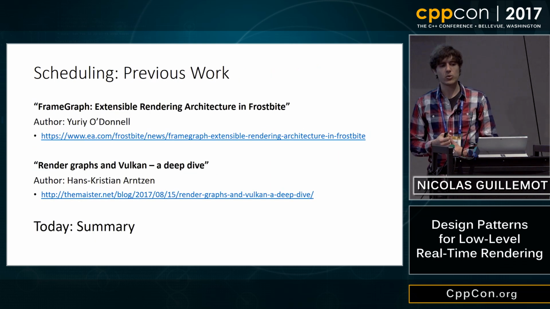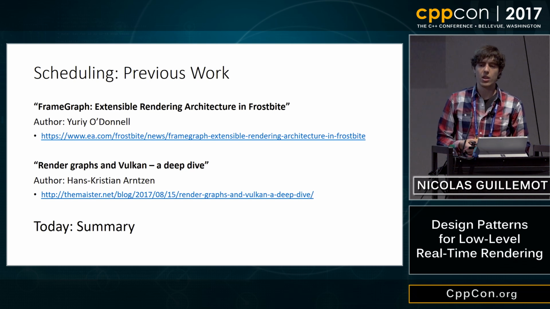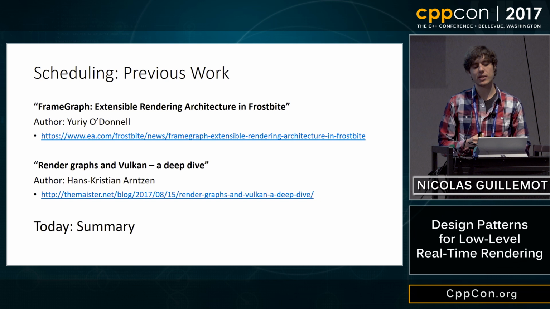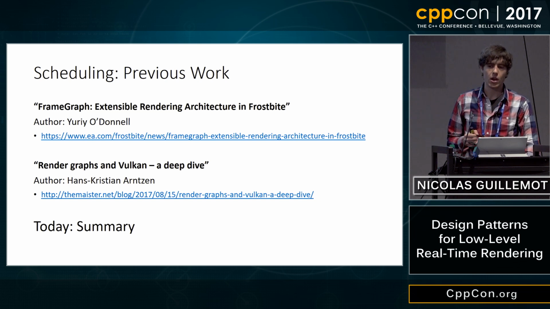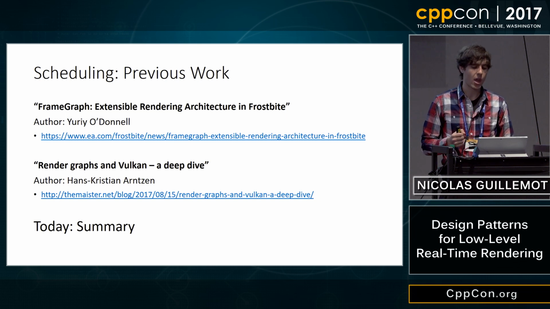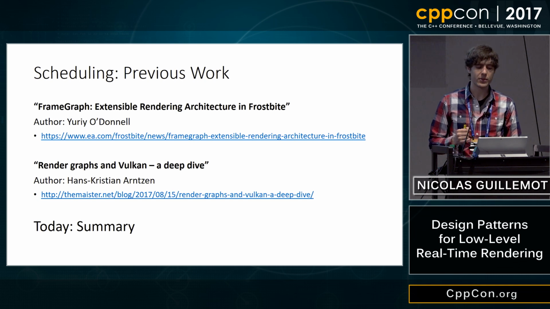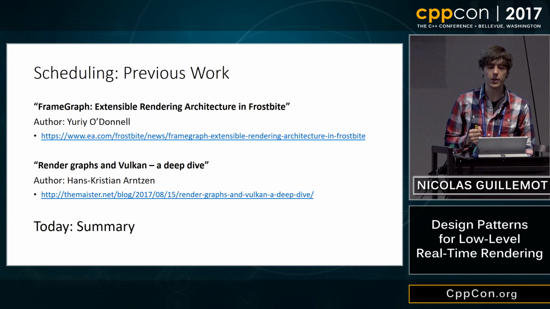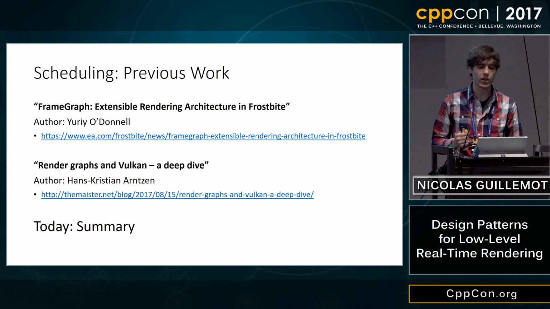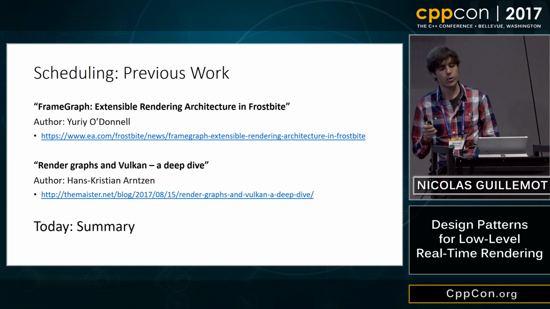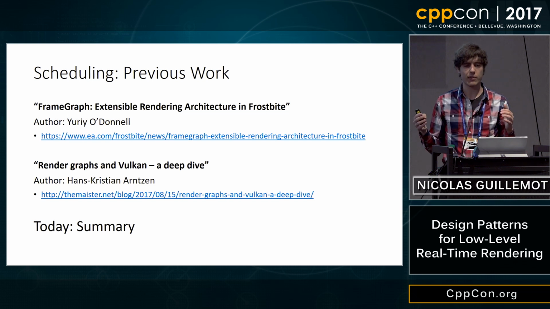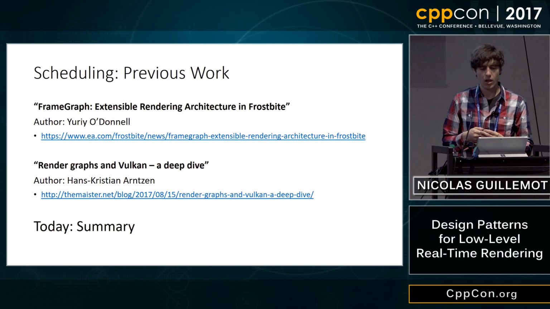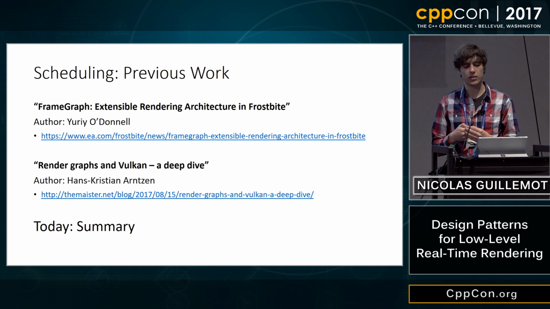When it comes to scheduling GPU work and memory, there is some previous work on this topic, which is very interesting. If you're interested in this topic, I definitely recommend that you look at the work on frame graph by Yuri from Frostbite, and also the work on render graphs with Vulkan by Hans Christian. If you're interested in Vulkan, I especially recommend the second one. It's open source as well, so you can look at how it's implemented. I don't want to repeat everything they said, but today I'm going to give you a summary where I boil down the core ideas and some of the fundamental challenges to make some of the details easier to understand.